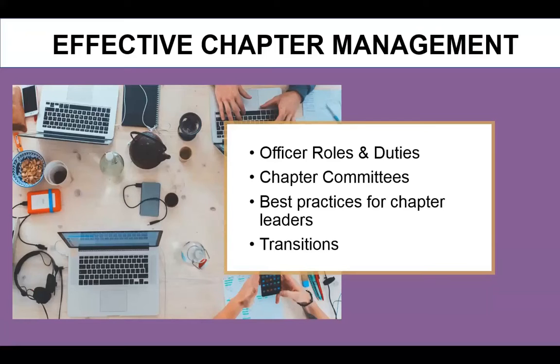Those are the 5 main positions that most of you are probably familiar with, that most of you hold, but they're not all inclusive. Chapters are welcome to create additional positions and committees as they see fit. An example could be a recruitment chair, a social media chair, SBA liaison, or committee chair for a specific chapter event. Honestly, the options are limitless.